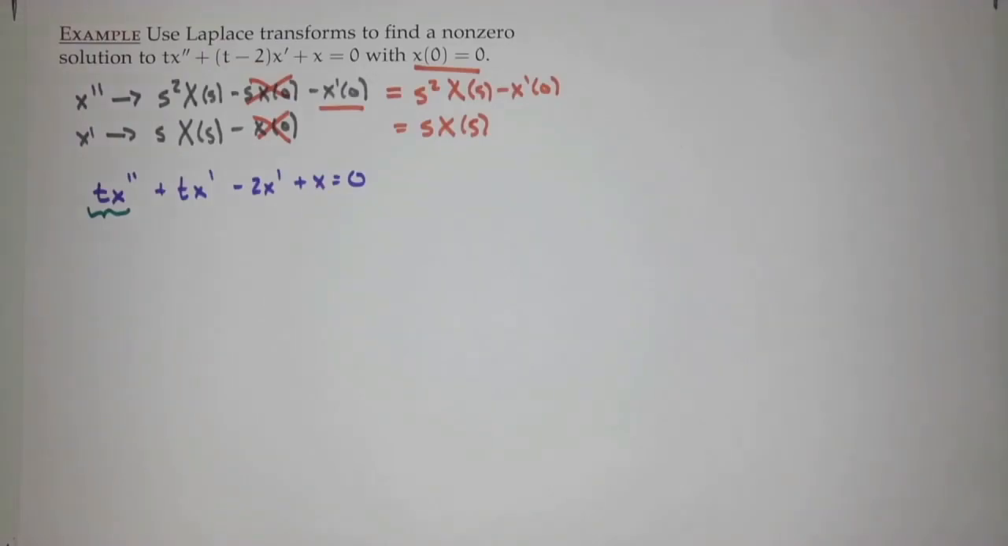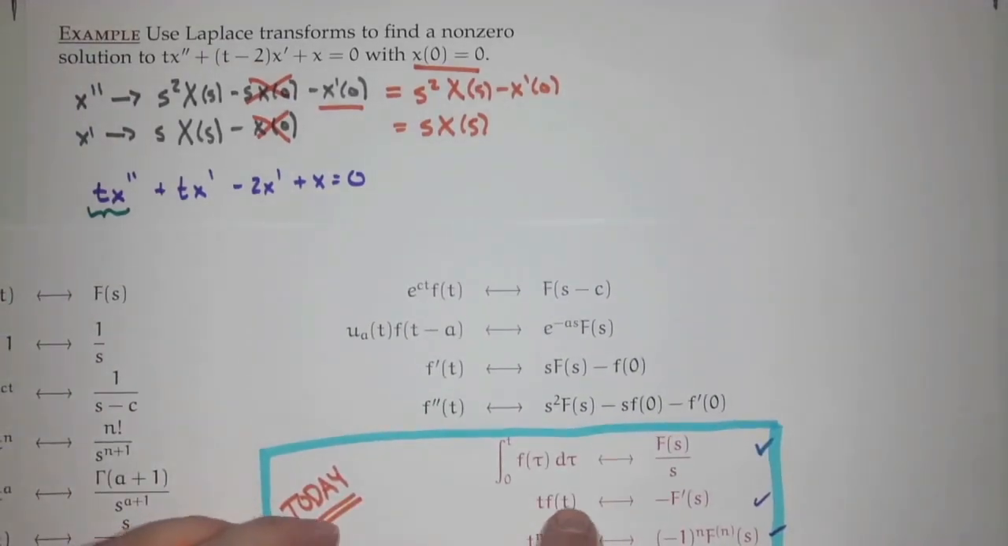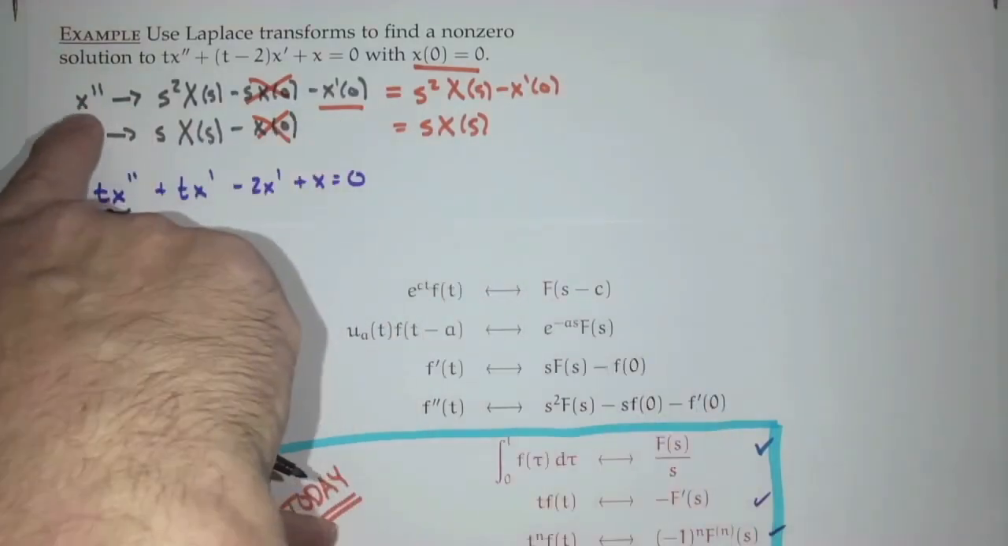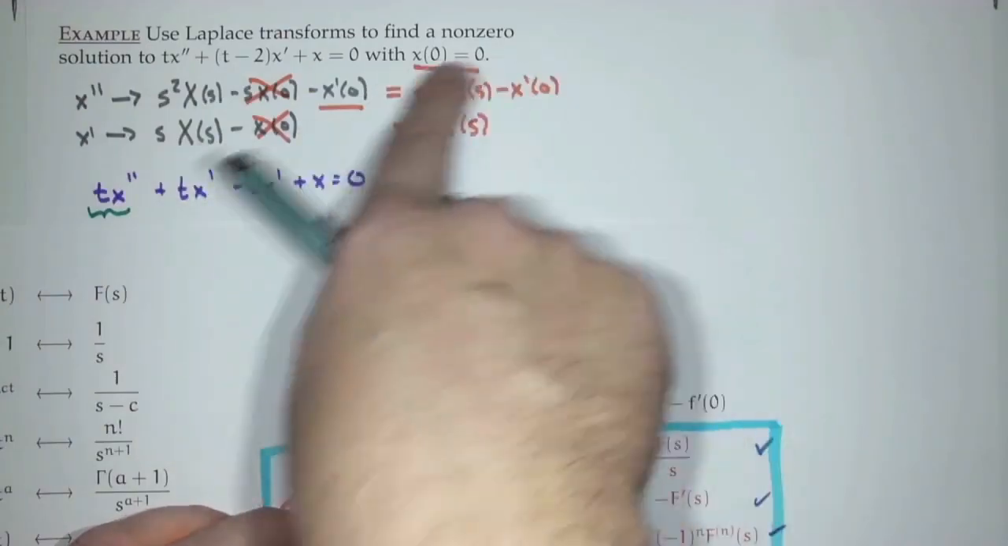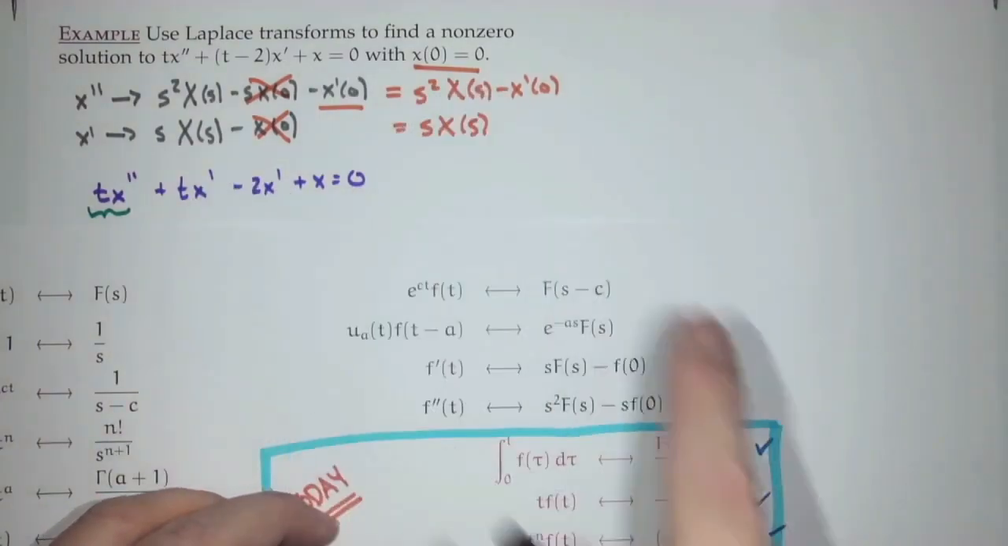And if it helps, remember the rule. So t times something goes to minus the derivative. So this is what we would have if we just had x double prime. So what do we need to do? Take the derivative and don't forget the minus.